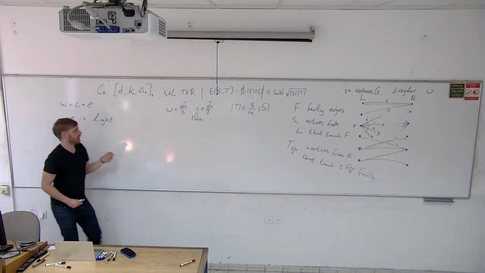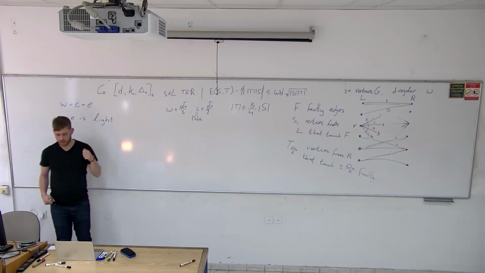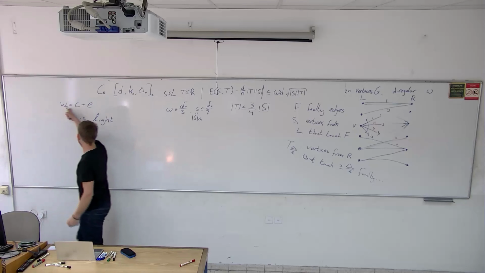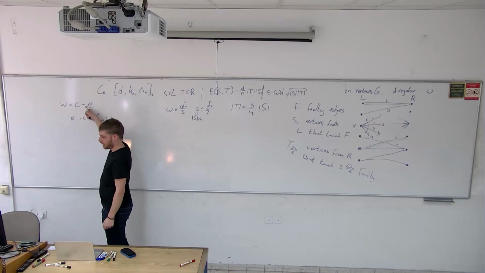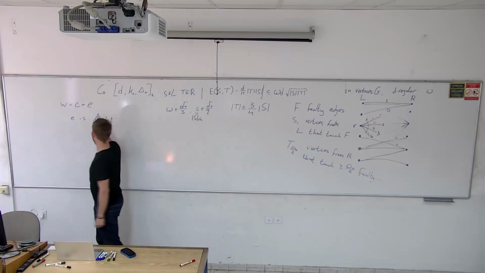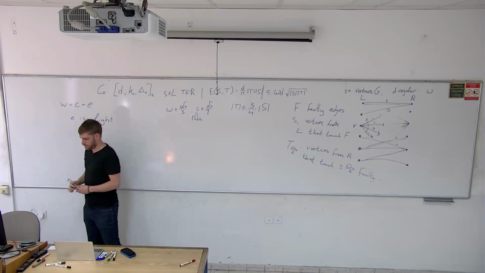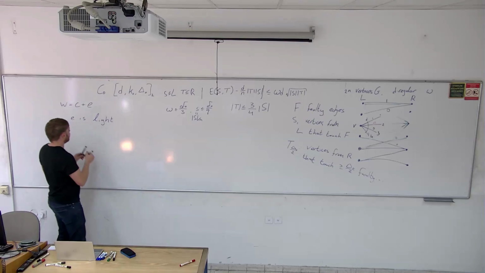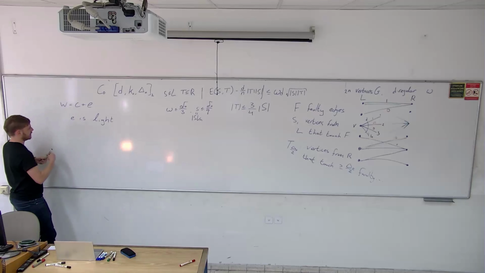We will demand that we start with a word W that is close to the code, and we'll deduce that S can't be so large because W is close to the codeword, because E is light. So we'll ask E to be less than delta over 9. I think it's going to be delta over 18 or something. Well, I don't know. We'll see later.